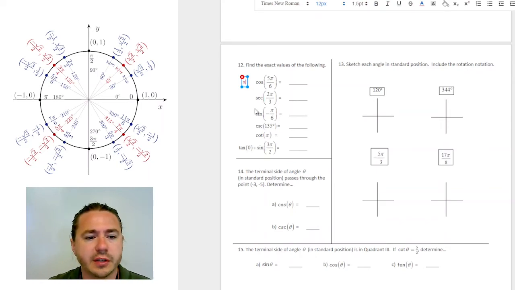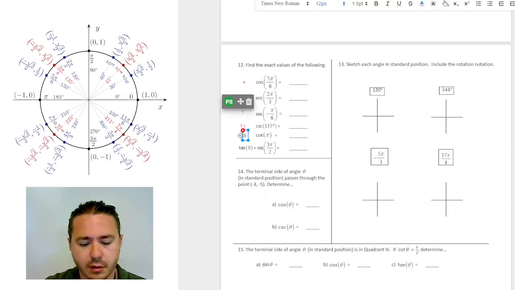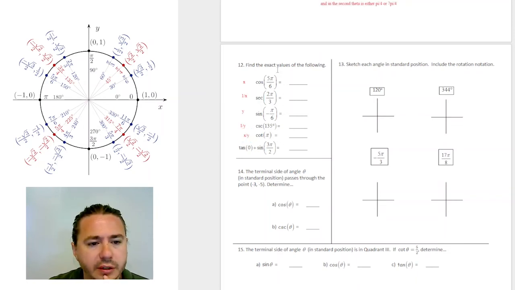Let's see. Cosine, we're talking about the x. Secant, we're doing the reciprocal of x. Sine is y. Cosecant is the reciprocal of y. Cotangent is going to be x over y. And then we'll knock out this last one, we'll talk about that when we get to it.